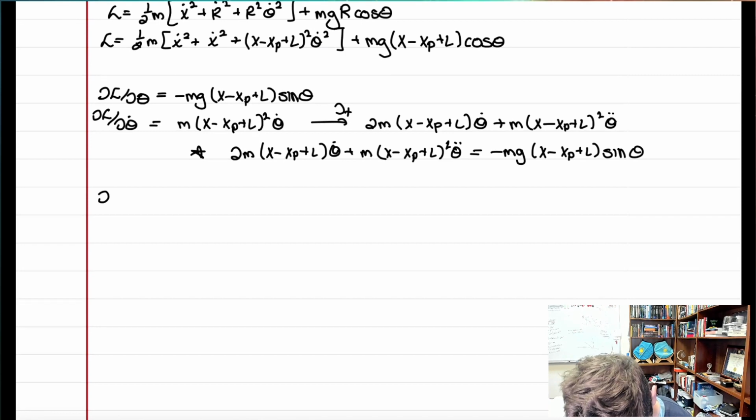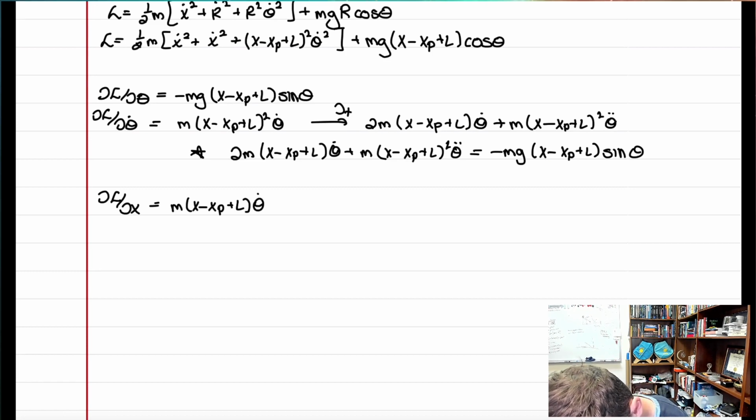Then the second set is I have to do everything with respect to x. So my Lagrangian up top, let's see. Oh, it does have an x in it. So I can't just say that this is equal to 0. It looks like this is going to be m(x - xp + L) θ dot squared. That's the first term. Then it also looks like it's going to be mg cosine of theta as well, when I properly take the derivative with respect to x.